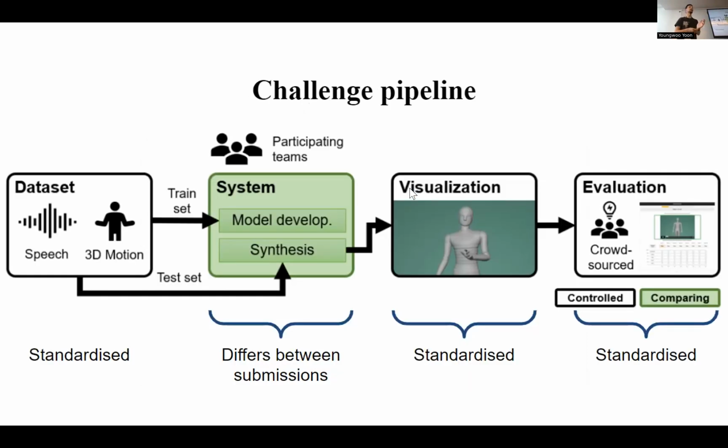So the challenge pipeline is basically the same every time we run the challenge. The challenge participants receive one and only dataset, including train, validation, and test split. They use the same visualization that's provided to them at the beginning of the challenge, and at the end they're evaluated in a joint way in the same evaluation structure. So in this case, the only thing that differs are the systems themselves, and that allows for direct comparison and proper benchmarking of those systems.